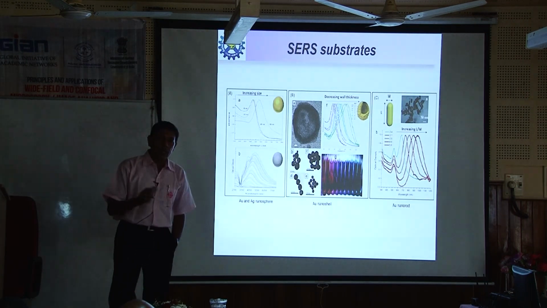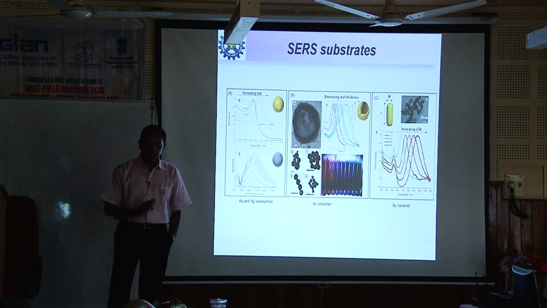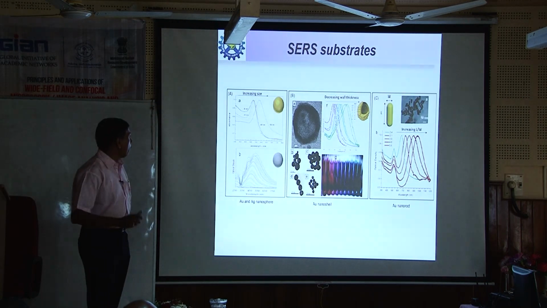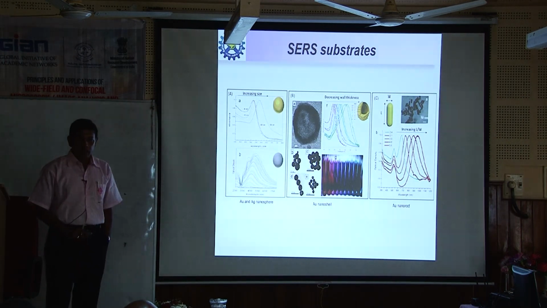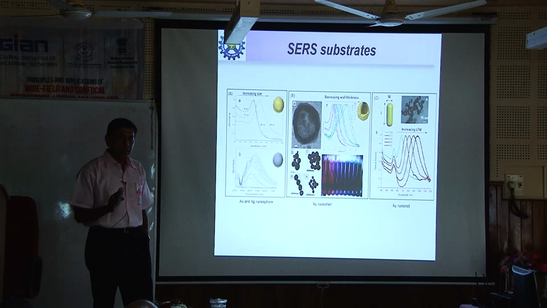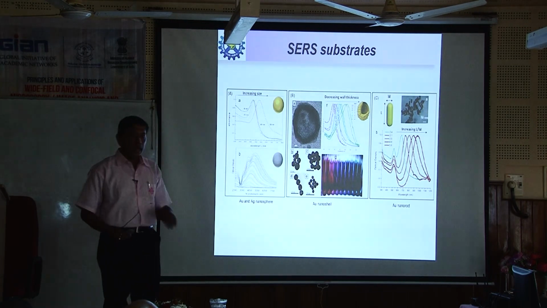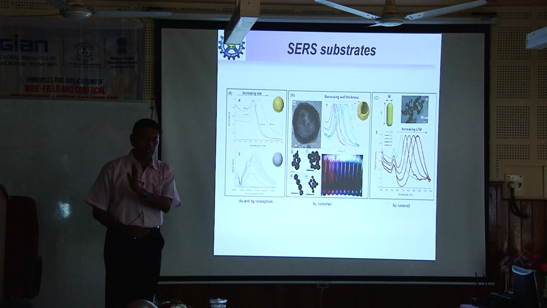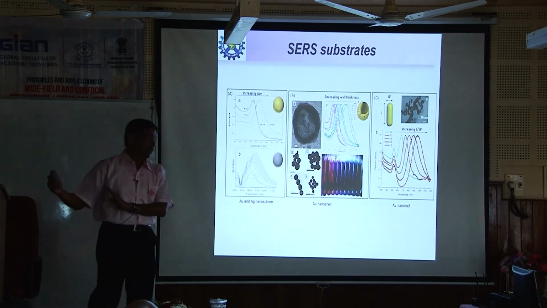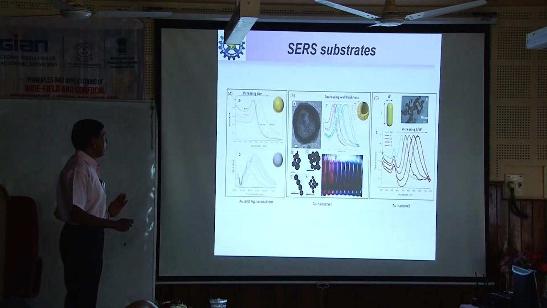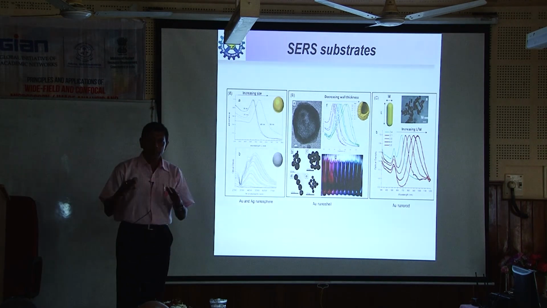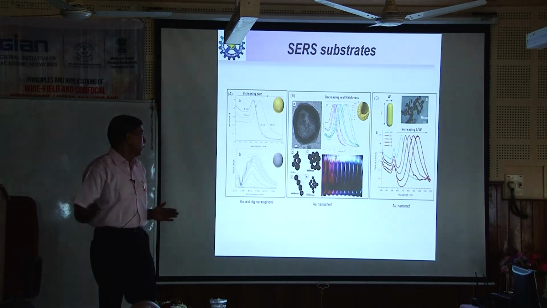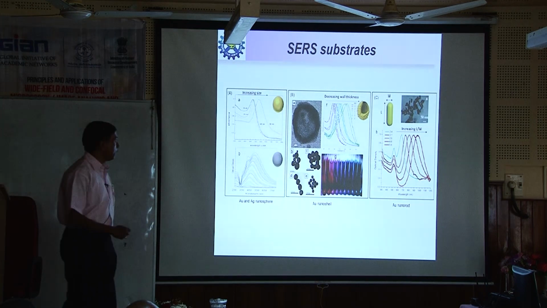So, now I will tell you about some of the substrates which people are nowadays using in surface enhanced Raman. The most common one is gold nanoparticles, because it has a unique plasmon peak that can be tuned in different wavelength regions from visible to NIR. So, gold nanoparticles can be used, and depending on their size and shape they can also be tuned in the wavelength region. That can be used as a good substrate.